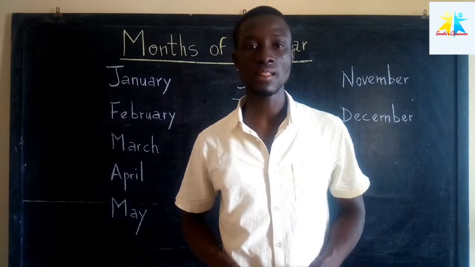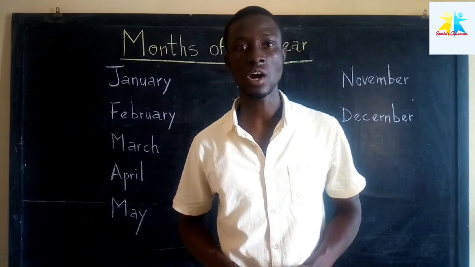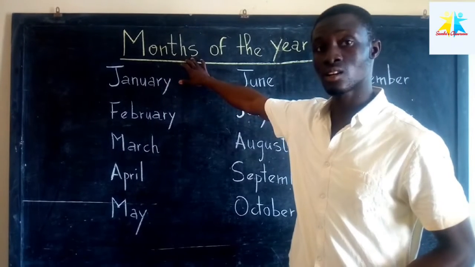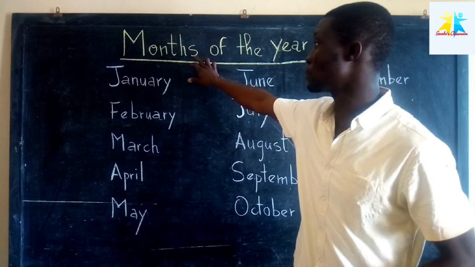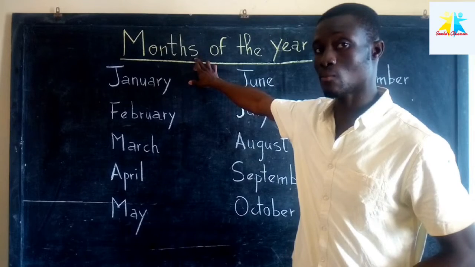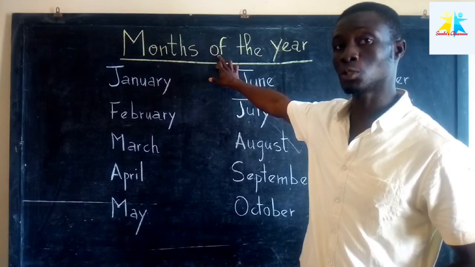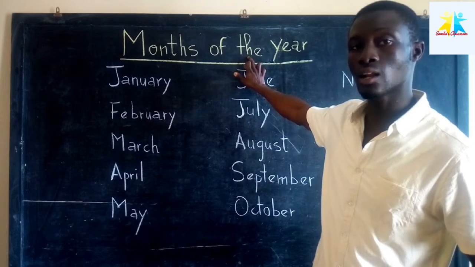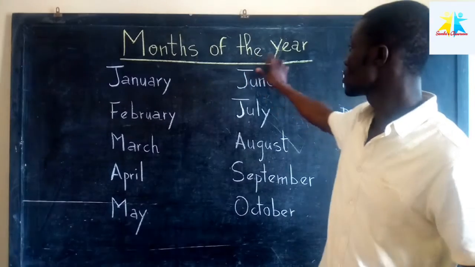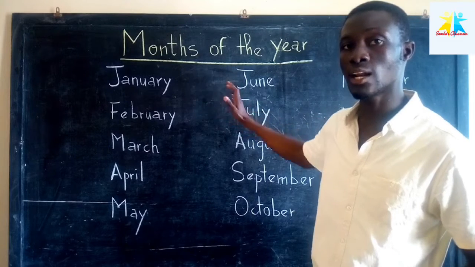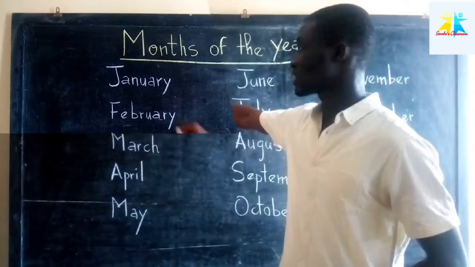But today we are learning month of the year, les mois de l'année. Month, qui signifie les mois, ici on a le pluriel, c'est pourquoi on a mis S. Month, les mois, of, qui est la préposition de, the, qui est l'article le, la, les ou bien l' apostrophe. Year qui signifie année. Month of the year. Les mois de l'année.